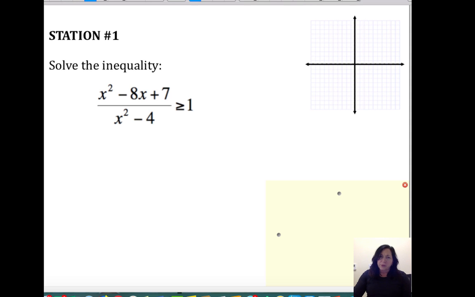Okay. So the first problem says solve this inequality. So in order to solve this inequality, the first thing you do need to do is to take this 1 and move it over to the other side. Okay.